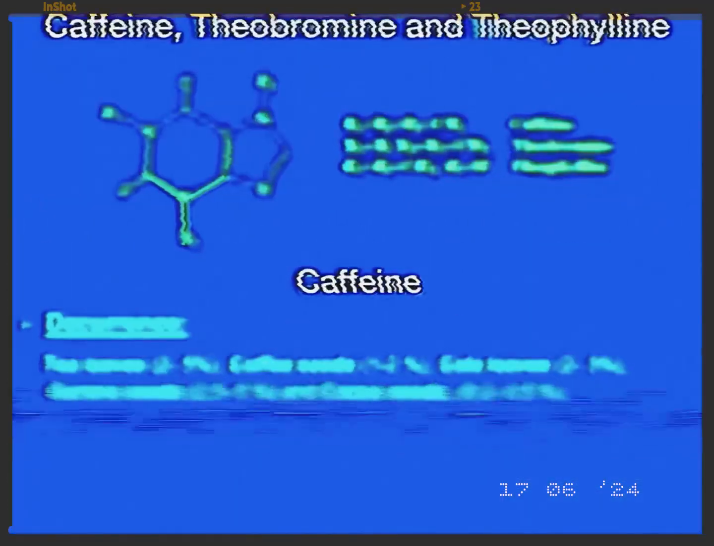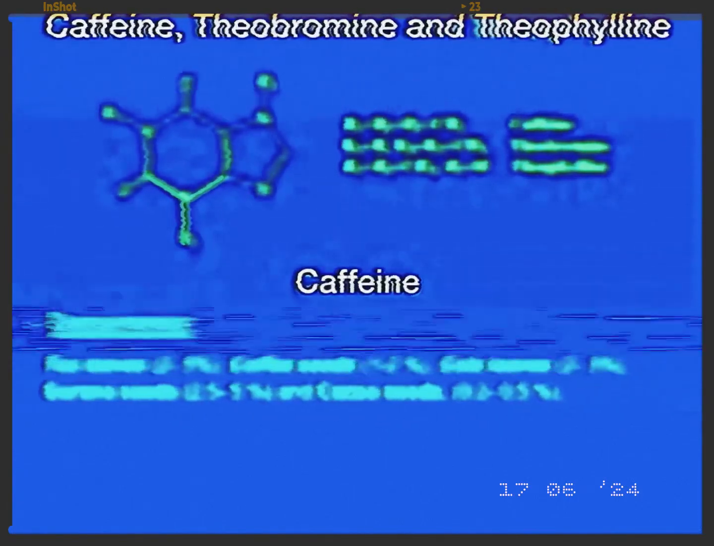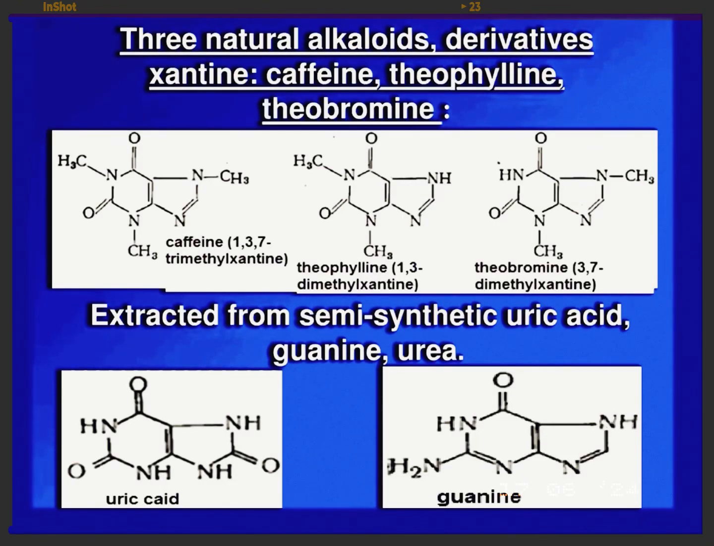Xanthine alkaloids: caffeine, theobromine, theophylline. Three natural alkaloids, derivatives of xanthine: caffeine, theophylline, theobromine, extracted from semi-synthetic uric acid, guanine, urea.